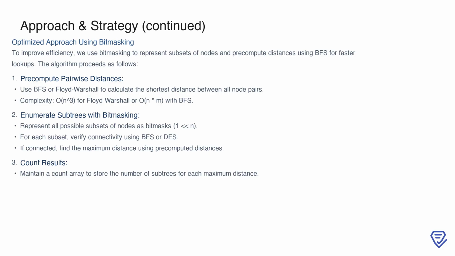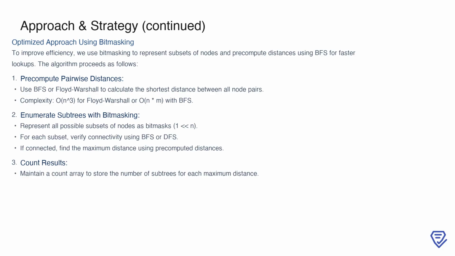To address the inefficiencies of the brute force method, we turn to an optimized approach that leverages bit masking and pre-computed distances. The first step in this strategy is to pre-compute the shortest distances between all pairs of nodes using a method like BFS or Floyd-Warshall. This pre-computation ensures that we don't have to repeatedly calculate distances during subtree evaluation.